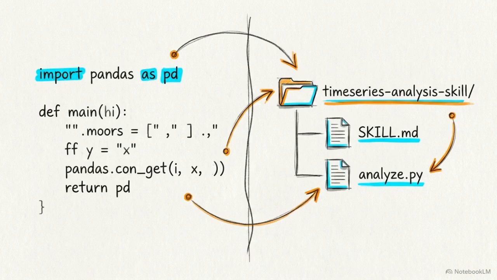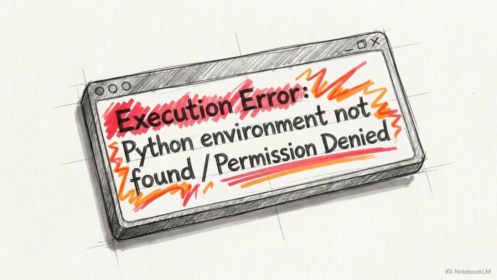Next, take your analyze.py script, the file containing your core pandas logic, and place it directly into your new skill folder. On its own, the agent cannot run Python natively. It only reads and writes text unless you authorize it to use external execution tools.